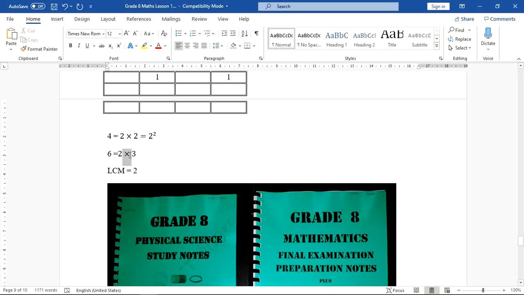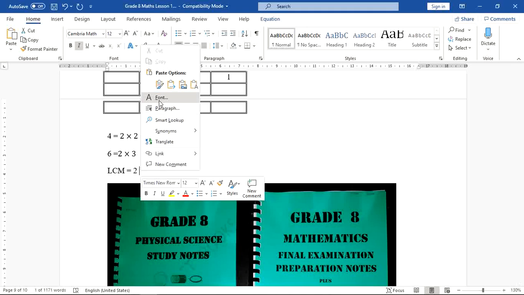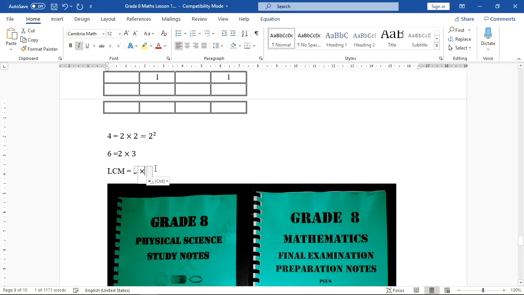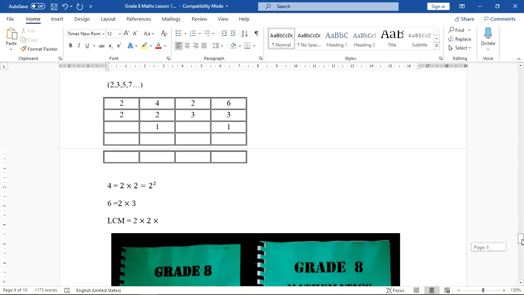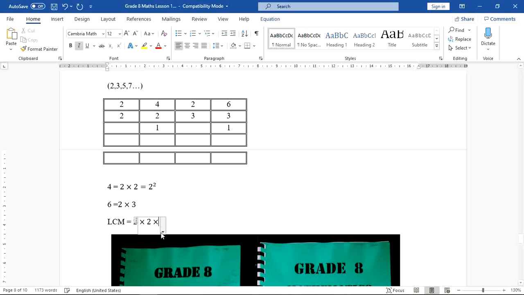I'll copy this multiplication sign and bring it here. That's going to be the first 2 here, and then again we paste the same sign, then a 3. So the lowest common multiple of 4 and 6 is none other than 2 times 2, which is 4, and 4 times 3, which is 12.